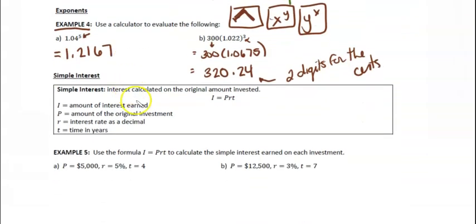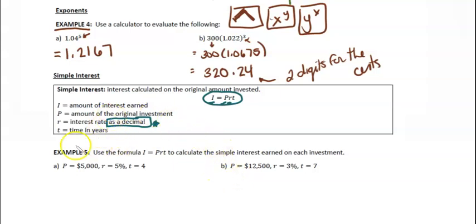Now, simple interest. Simple interest is calculated on the original amount invested. This is the equation. So I represents the amount of interest earned. P is the principal amount. Principal amount, what that means is just the amount of the original investment. R is the interest rate, but this is the interest rate as a decimal. Okay, what we've been practicing so far. And T is the time in years.